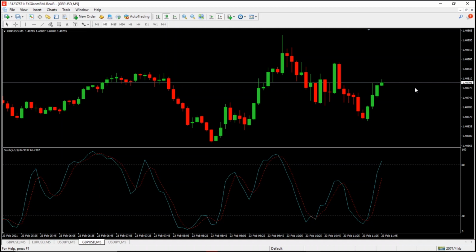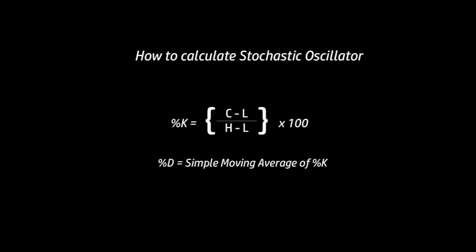Before we apply the stochastic oscillator, let us look at how it is calculated. This is the formula for calculating stochastic oscillator. We have percentage K equals bracket C minus L divided by H minus L, all together multiplied by 100, and to get the percentage D, it is just a simple average of percentage K.